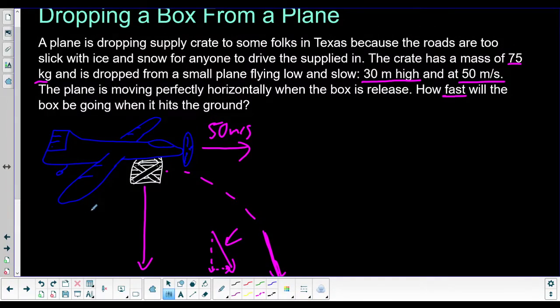So for all energy problems, just like for all force problems, you start with a force diagram and a sum of forces equation. We're going to start with a sum of energy equation. The sum of our initial energy needs to equal the sum of our final energy.